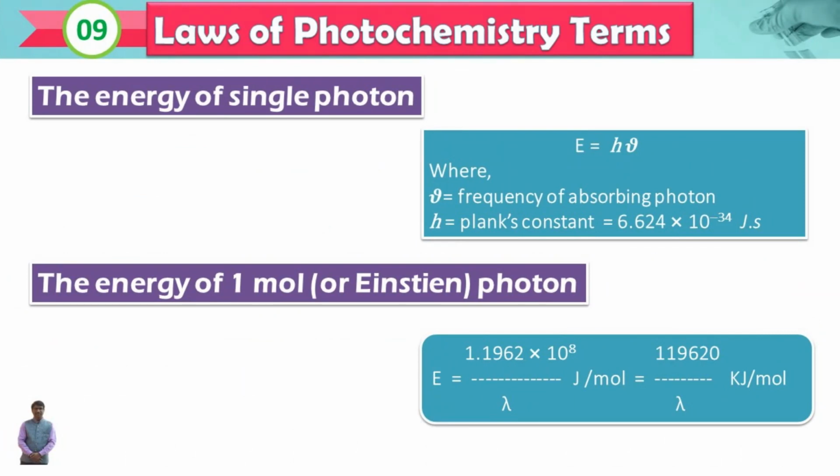The energy of a single photon: E is equal to h nu, where nu is the frequency of the absorbed photon and h is Planck's constant, having value 6.624 times 10 raised to minus 34 joule second. The energy of 1 mole, or Einstein, of photons: E is equal to 1.1962 times 10 raised to 8 divided by lambda, in joule per mole.